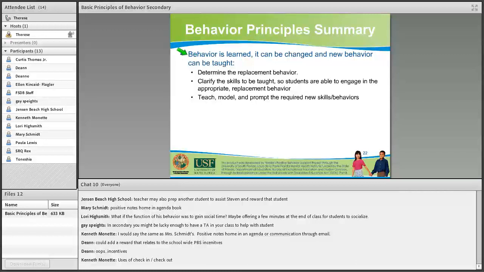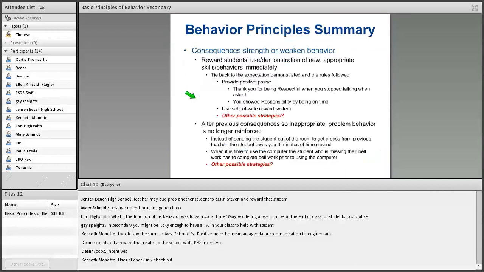Okay, so this is going back to those principles that we talked about right at the beginning of the presentation today. Remember that behavior is learned, that it can be changed, and new behavior can be taught. It seems real basic, but a lot of folks get exasperated by behavior, and they tend to give up early, or they might write the student off as just being a bad egg. But the key is to use the behavior principles so that you can determine the replacement behavior, figure out what needs to be taught so the student can display the appropriate behavior, and teach, model, and prompt what you want to see.